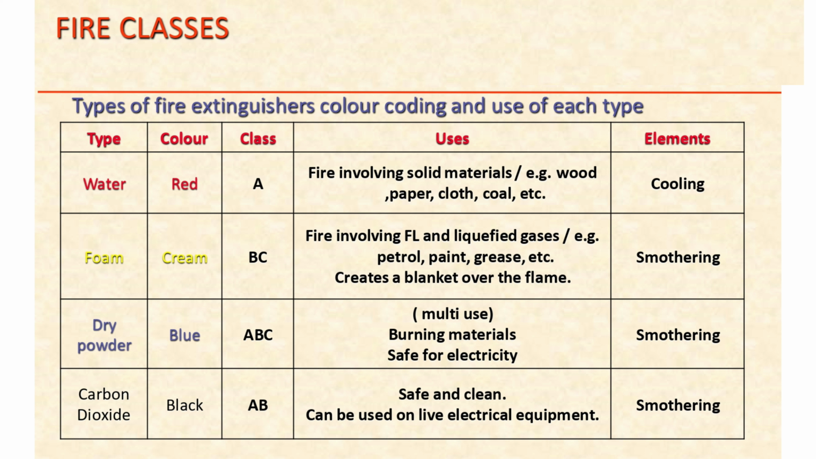Creates a blanket over the flame. Elements: smothering. Dry powder type. Blue color. Class ABC. Uses: multi-use, burning materials, safe for electricity. Elements: smothering. Carbon dioxide type. Black color. Class AB. Uses: safe and clean, can be used on live electrical equipment. Elements: smothering.